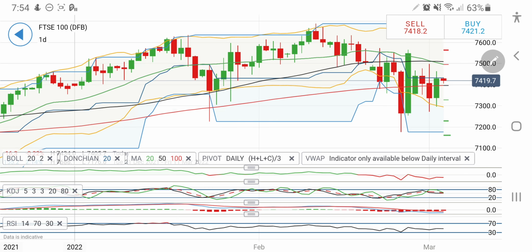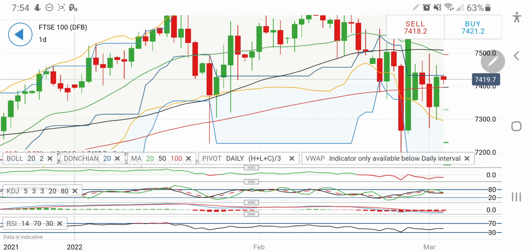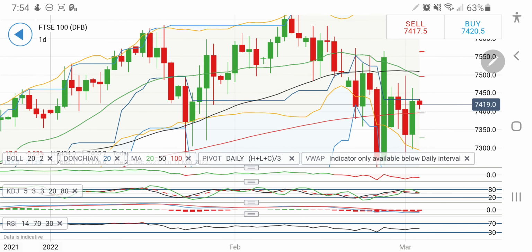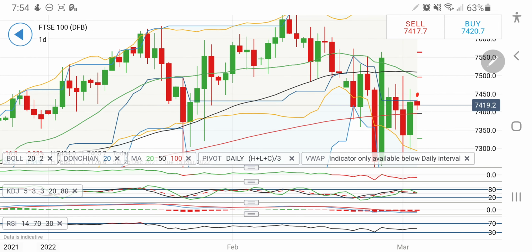On the downside, 7,300 and 7,400 are the stronger supports. Now look at this: as I said, go long beyond 7,450, where you can expect it to rise towards 7,480, 7,500 and 7,520 levels.